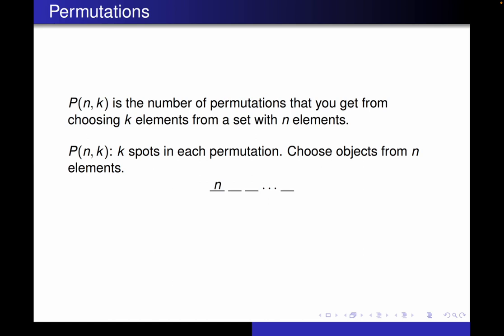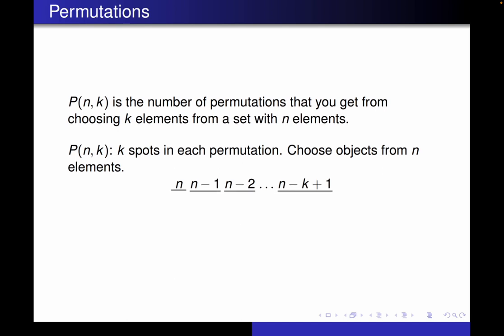Once I've chosen that first one, I only have n minus 1 choices for the second spot. Once I've chosen those first 2, I have n minus 2 choices for the third spot. I keep on counting down. My last factor is going to be n minus k plus 1. And so when I find P of n, k, I'm just going to use the multiplicative principle again and multiply those all together.